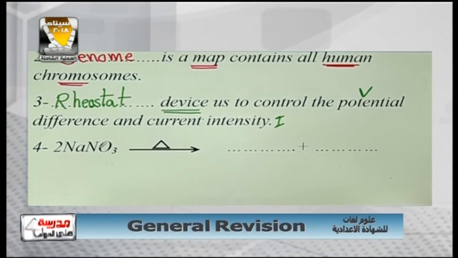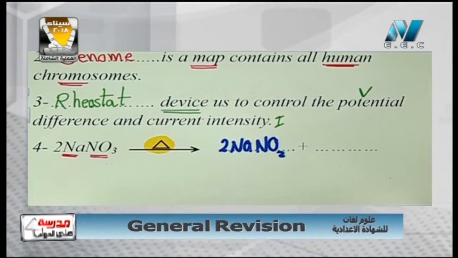Next question is 2NaNO3, as we know, sodium nitrate. Here we have heating, a thermal decomposition reaction. What happens in this case? It loses some atoms and leaves only one oxygen molecule, as we have 2NaNO2 plus O2. Oxygen gas evolves in this thermal decomposition reaction.